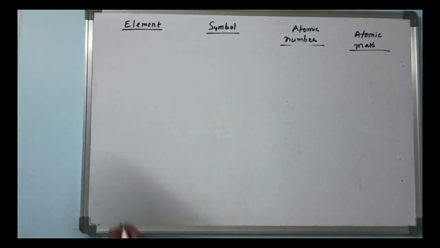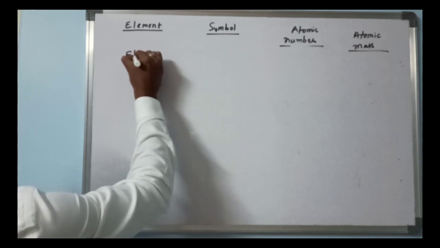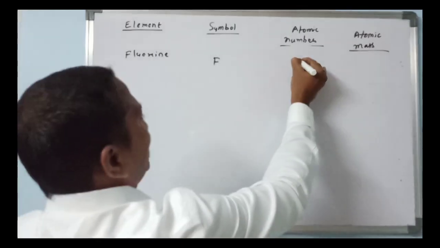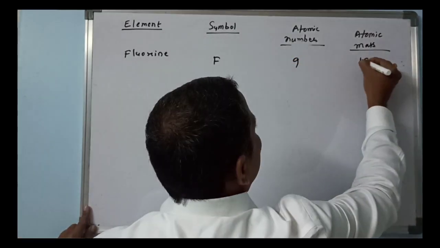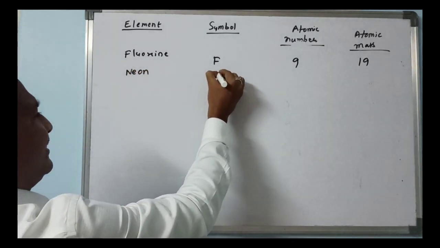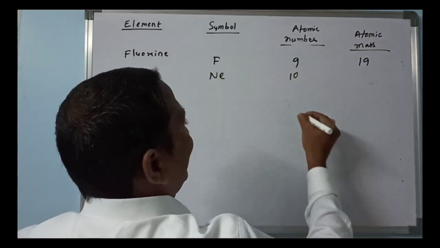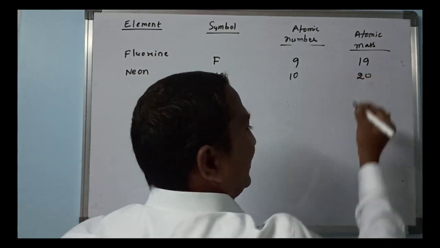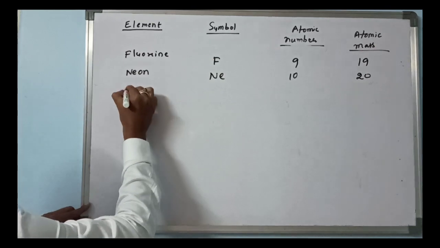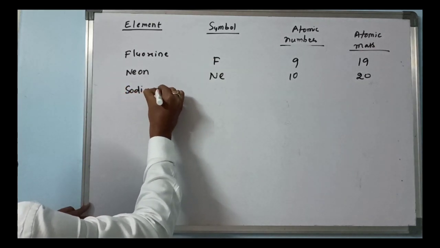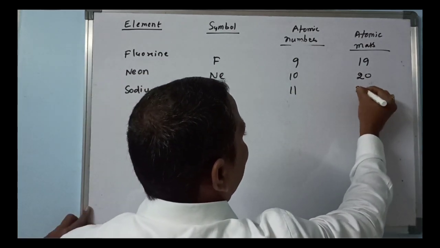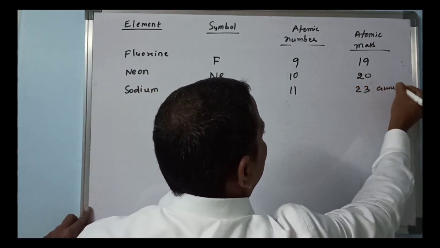Now, fluorine, symbol F, atomic number 9, atomic mass 19. Neon, symbol Ne, atomic number 10, atomic mass 20. Okay, are you following? Sodium, symbol Na, atomic number 11, atomic mass 23 AMU.